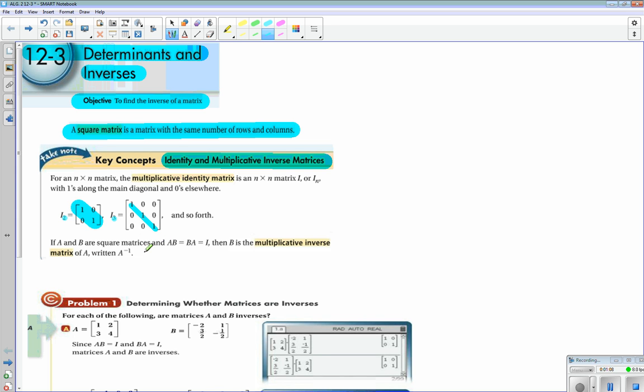If A and B are square matrices, then A times B is equal to B times A, which is equal to the identity. Then B is the multiplicative inverse of A, written as A to the negative 1. Now this isn't truly to the negative 1 power. It's read as inverse of A.